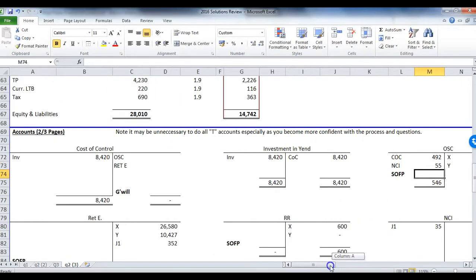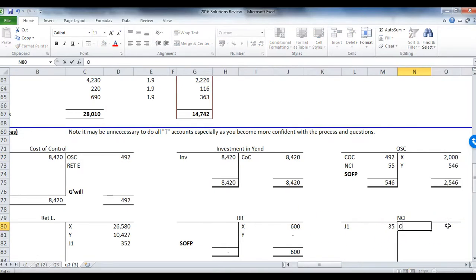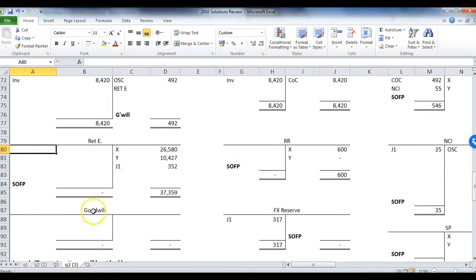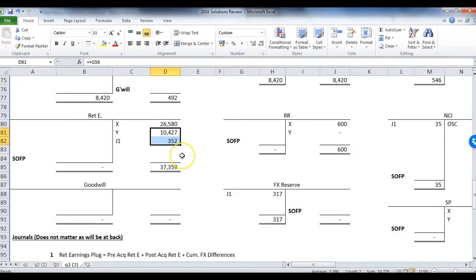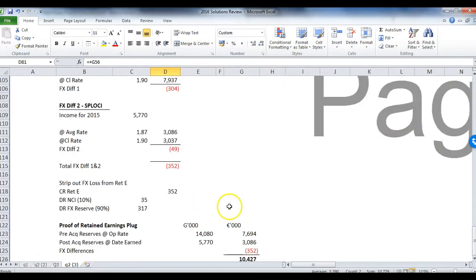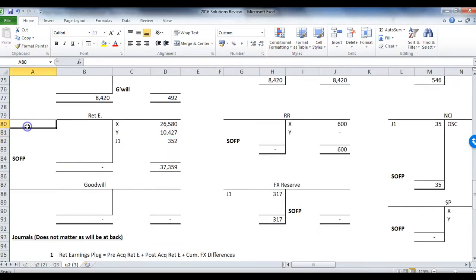So you can see how it's very easy to follow what's going on. The cost of control gets 492 ordinary share capital, the NCI gets 55 ordinary share capital. Similar for retained earnings. We know the true retained earnings figure. We've put it in to be 10,779, 10,780, just rounding. But we now need to allocate to cost of control and the NCI.